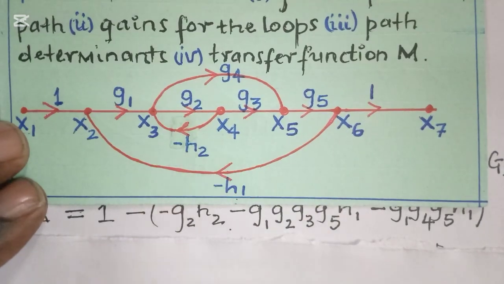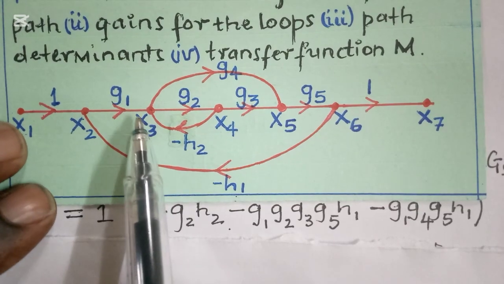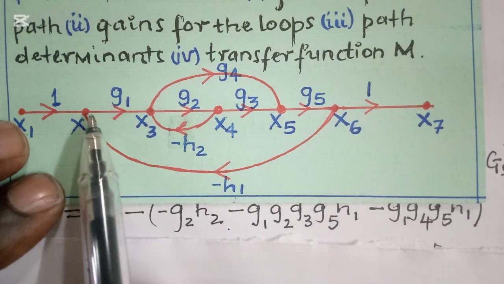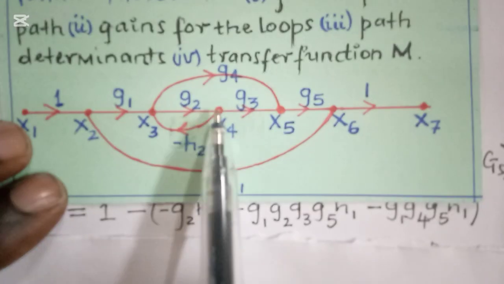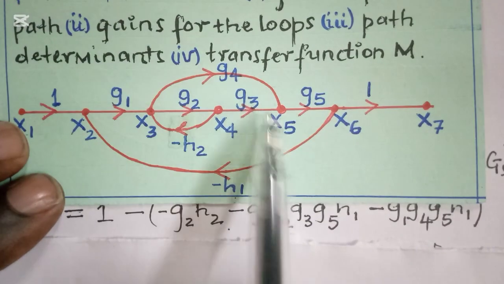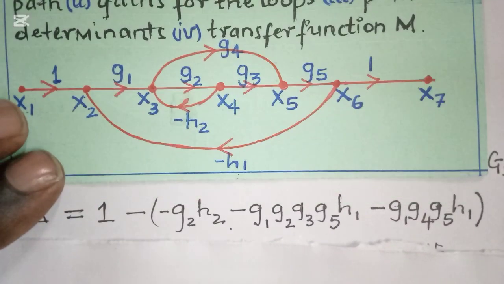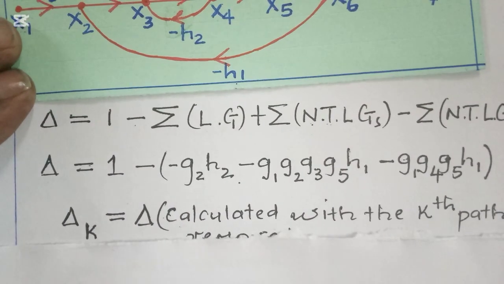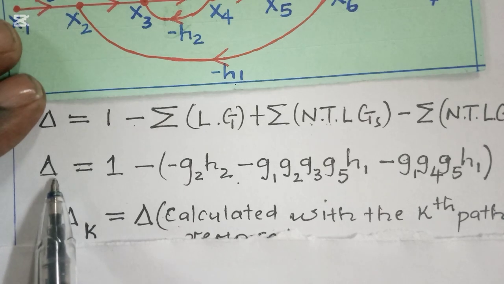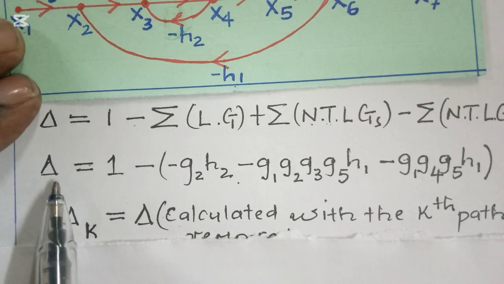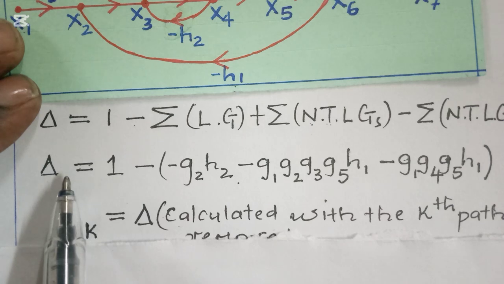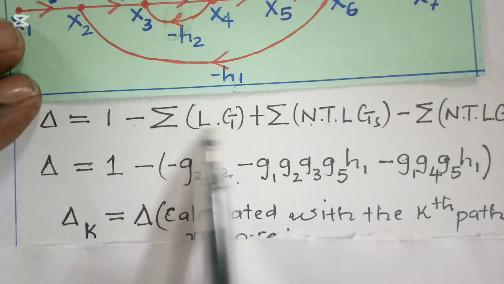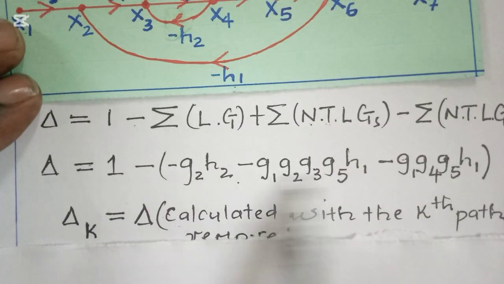We look for any loop that does not touch another, or any loop that is alone and apart from others. As you can see, all these loops are interconnected, and therefore we don't have any non-touching loop. So the overall determinant, the path determinant delta, will now be given by 1 minus only these loop gains, which I have written from our loop gains.